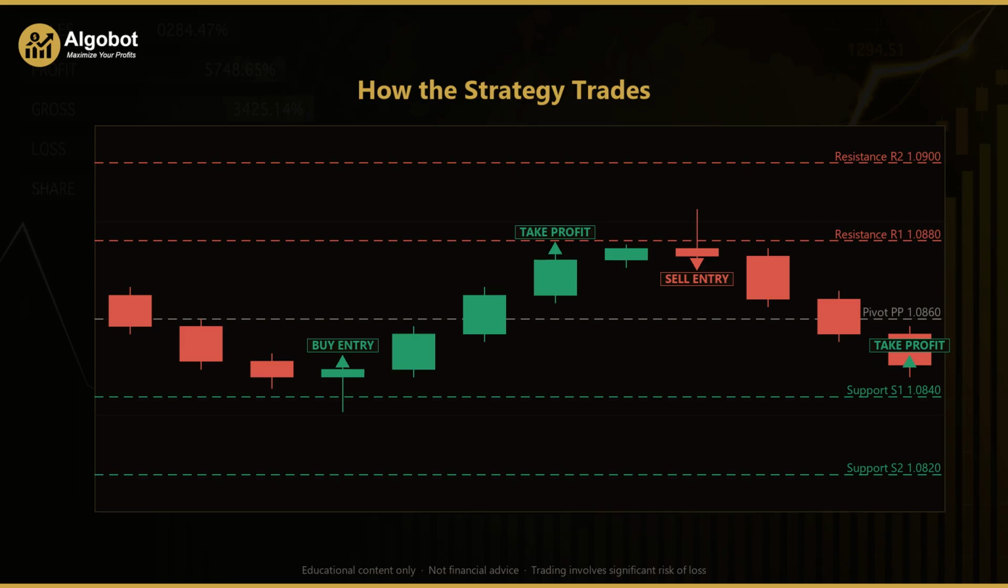So across this single chart, you've seen the complete idea. Price stretches to a support level, rejects it with a bullish pin bar, and the strategy fades it back toward equilibrium for a long. Then price stretches to a resistance level, rejects it with a bearish pin bar, and the strategy fades it back for a short. In both cases, the reward to risk multiple of 1.6 defines the target relative to the stop. Remember, this is a clean illustration for education. Real markets are noisier, rejections can fail, and losses are a normal part of trading.